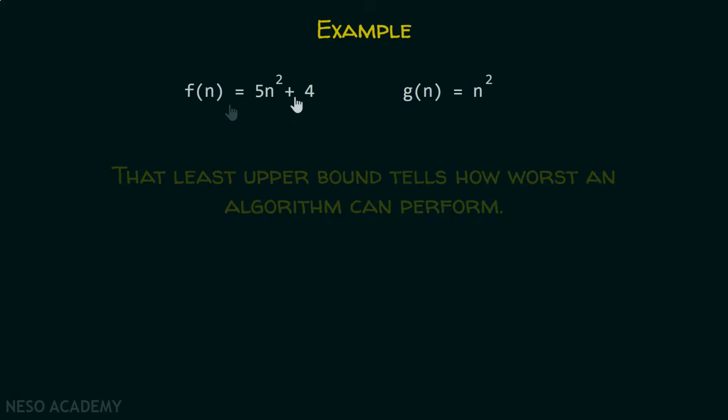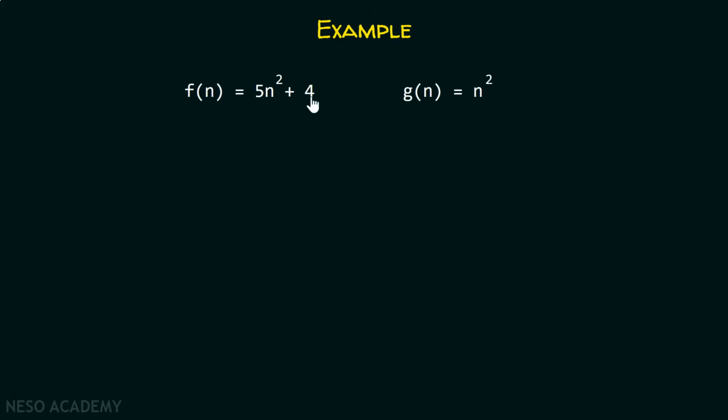Let's see one example here. Here we have f(n) equals 5n squared plus 4 and g(n) equals n squared. We need to determine whether f(n) is equal to big O of g(n).